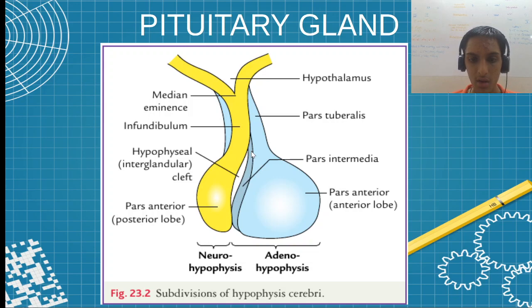Let me explain. We have two parts, adeno and neurohypophysis. What is there in adenohypophysis? We have pars tuberalis, intermedia and anterior. Please understand that in adeno and neurohypophysis we have pars anterior, but what is the important difference? In adenohypophysis it's the anterior side, in neurohypophysis it is the posterior side. Here we find the interglandular cleft which separates adeno and neurohypophysis. This is the stalk-like infundibulum and the median eminence. Here is the hypothalamic floor.